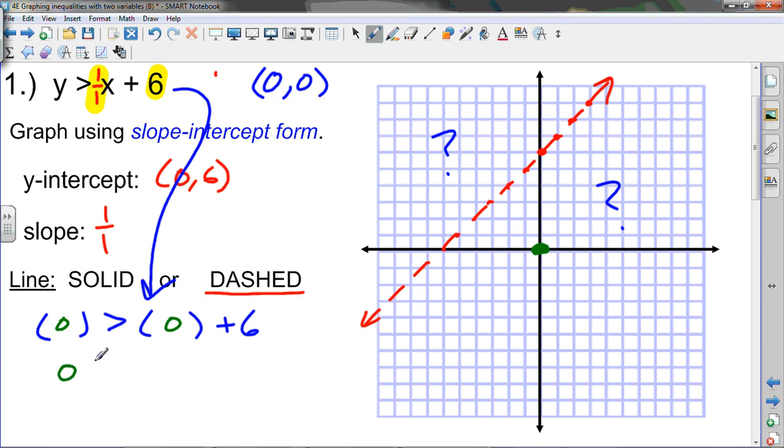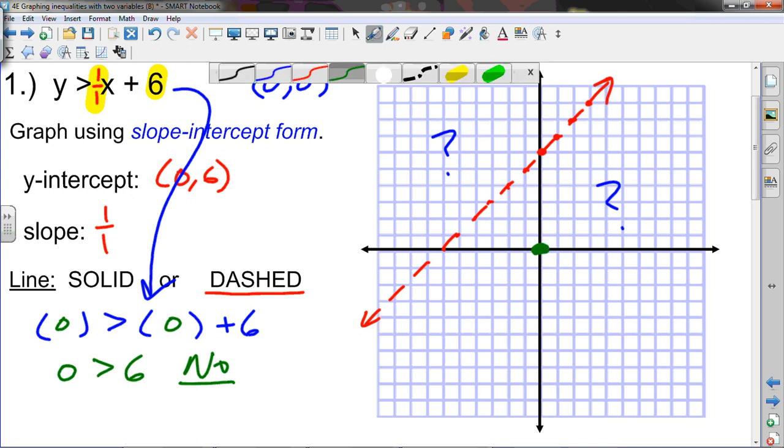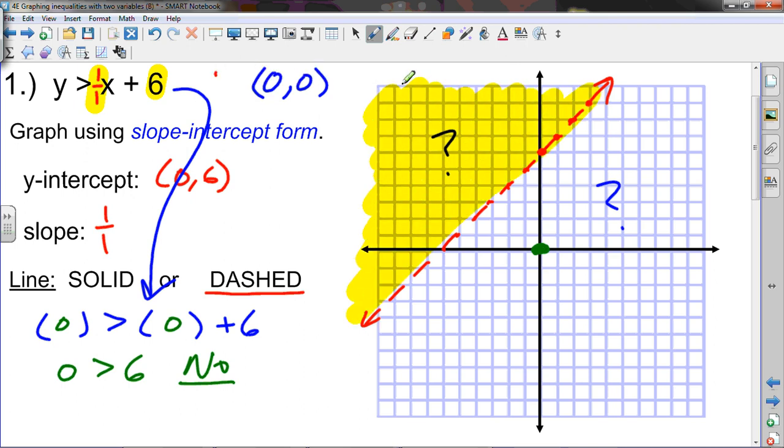0 is the only thing on that side of the equation. 0 plus 6 is 6. Now we have to look: is 0 bigger than 6? I'm going to say no. So is this a solution? No. So we do not shade this side, but we shade the other side. The answer is anywhere over here. I can pick any point over here and it will work out.